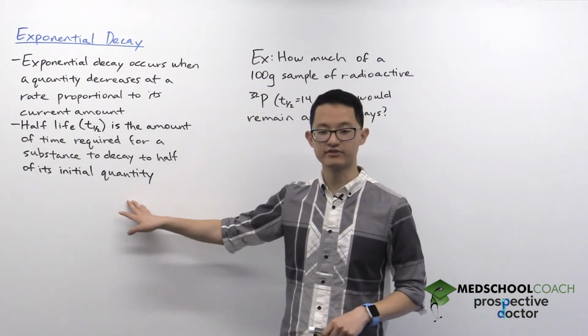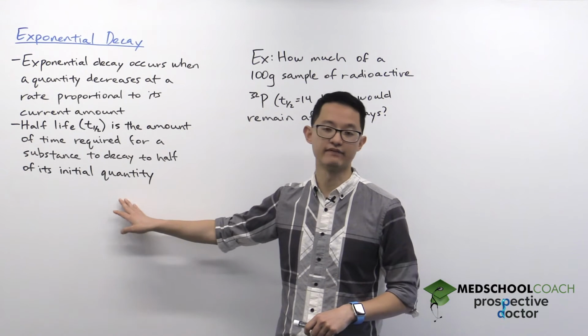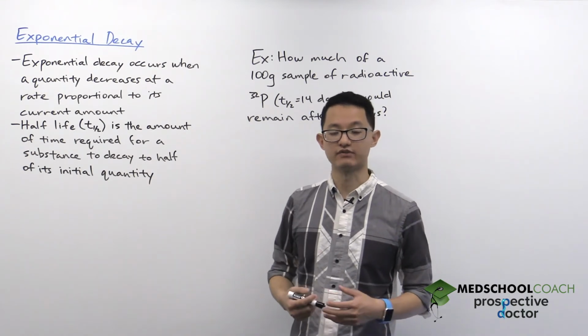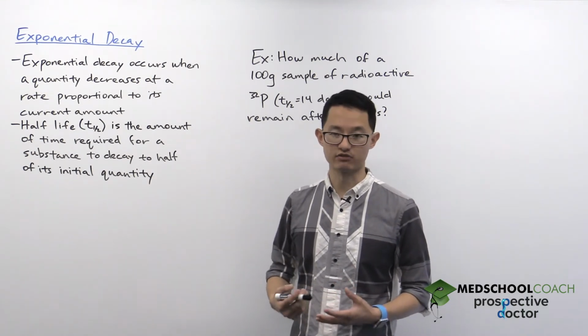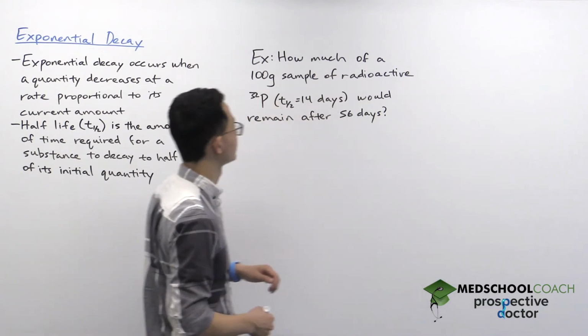Now, one of the measures for exponential decay is half-life. Half-life is the amount of time that it takes for a substance to decay to half of its original amount. Let's take a look at an example.